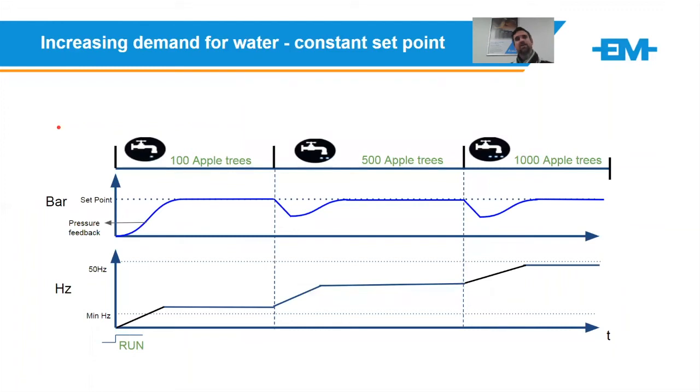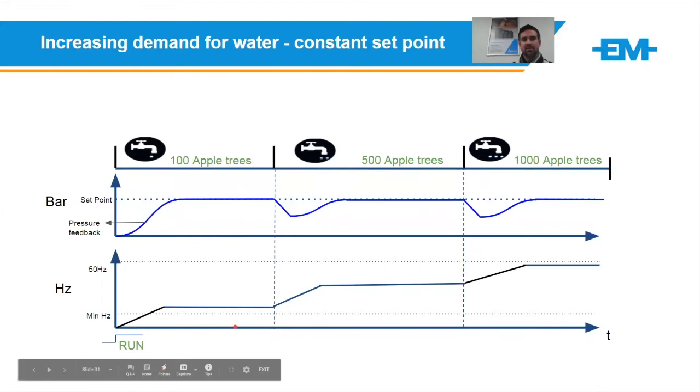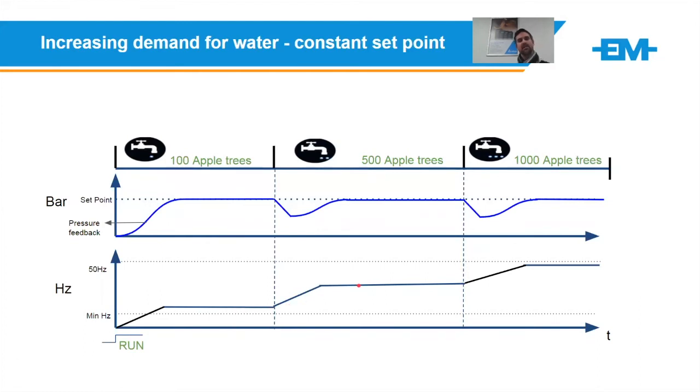Having a look at a few applications for closed loop control, there's one where you have a constant pressure set point. I want to maintain 5 bar at all times in this pipeline. And by setting a constant pressure set point, if you have an increasing demand for water, you would automatically have the drive speed up. So if I have a constant pressure for 100 apple trees, I only need 1 cube of water. For 500 apple trees, I need 5 cubes of water. And 1,000 apple trees, I would need 10 cubes of water, for instance.